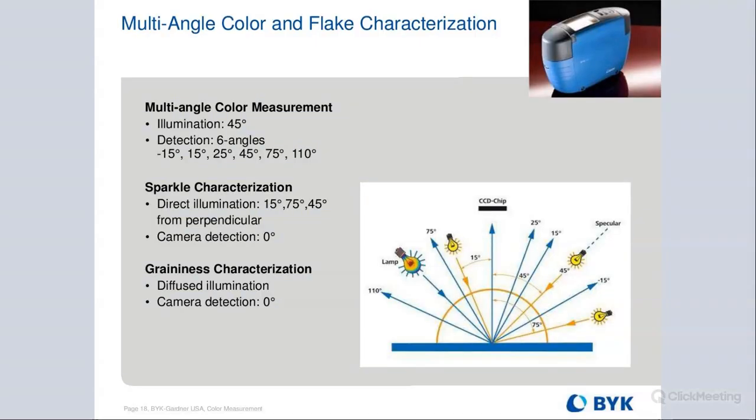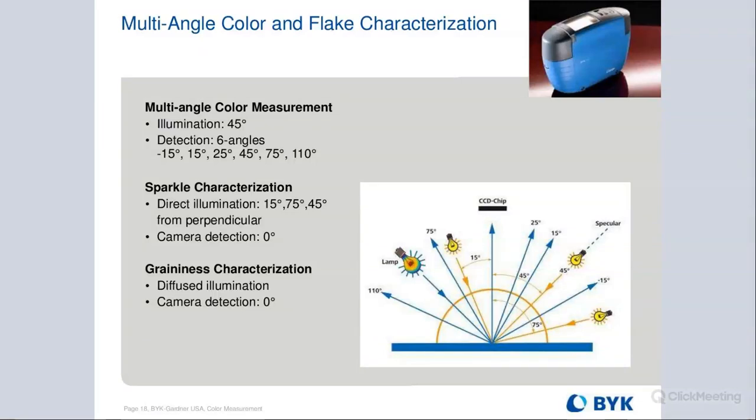So this is our multi-angle and flake characterization instrument, our BYK-mac i. What's special about this instrument is it measures in 6 different angles. So we have a -15, 15, 25, 45, 75, and 110 degree color measurement with an illumination at 45. And with that, you're able to accurately depict color flop and how the color changes depending on the angle that you're usually viewing, so any metallic colors or pearlescent pigments.